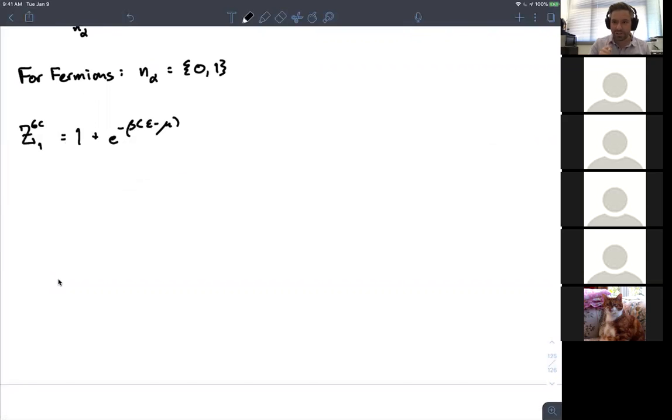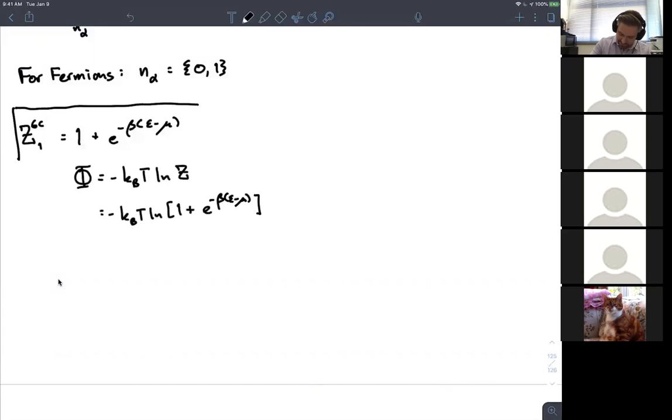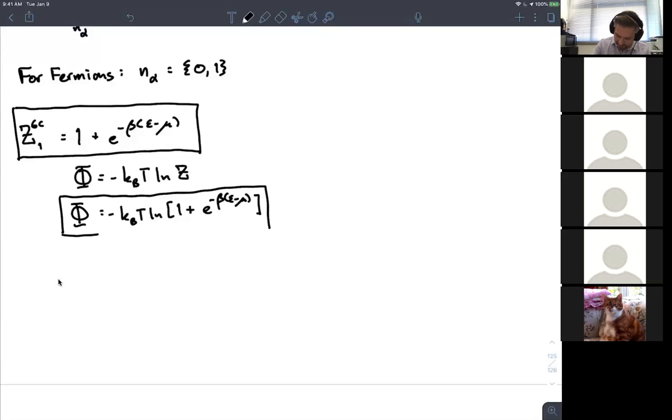Now, once you have the partition function, the next thing you want is the free energy. The free energy is just minus k_B T log Z. So what we get is minus k_B T log of 1 plus e to the minus beta epsilon minus mu. This is our single energy level partition function, and this is our single energy level free energy. Again, both of these are for fermions.